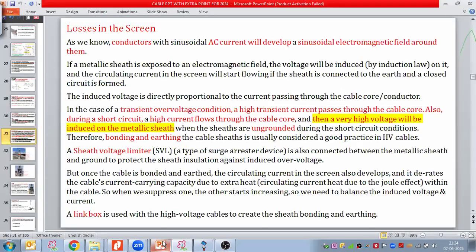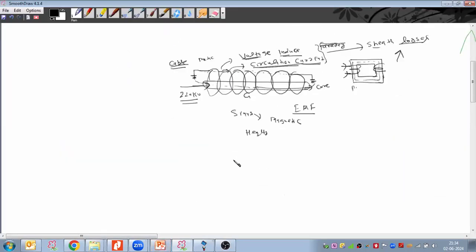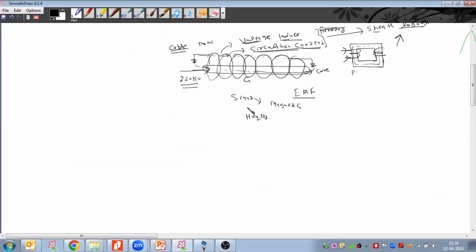Let us see this. I hope this point is clear. Please let me know, because I am now going in the direction of the sheath voltage limiter, link box, bonding. In that direction, I am entering. So this is the basic point. Is that basic clear?